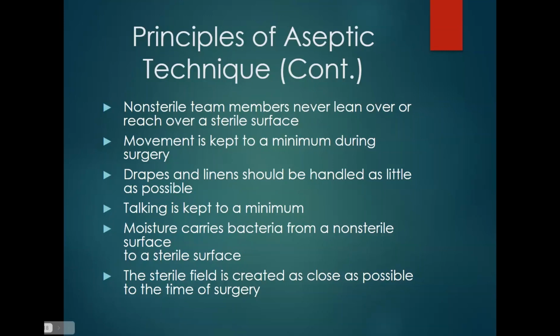Moisture carries bacteria from a non-sterile surface to a sterile surface. So when water comes in contact with a sterile drape, let's say, for example, my circulator is pouring my irrigation fluid into my basin or my pitcher, and he or she accidentally pours it out of the basin and it splashes onto my drape. So we call that strike-through contamination. This occurs when moisture infiltrates the drape from the sterile side and moves to the non-sterile side. So then that section of the drape is going to be considered contaminated. So we have to fix it, cover it up, or make sure that it doesn't seep through.